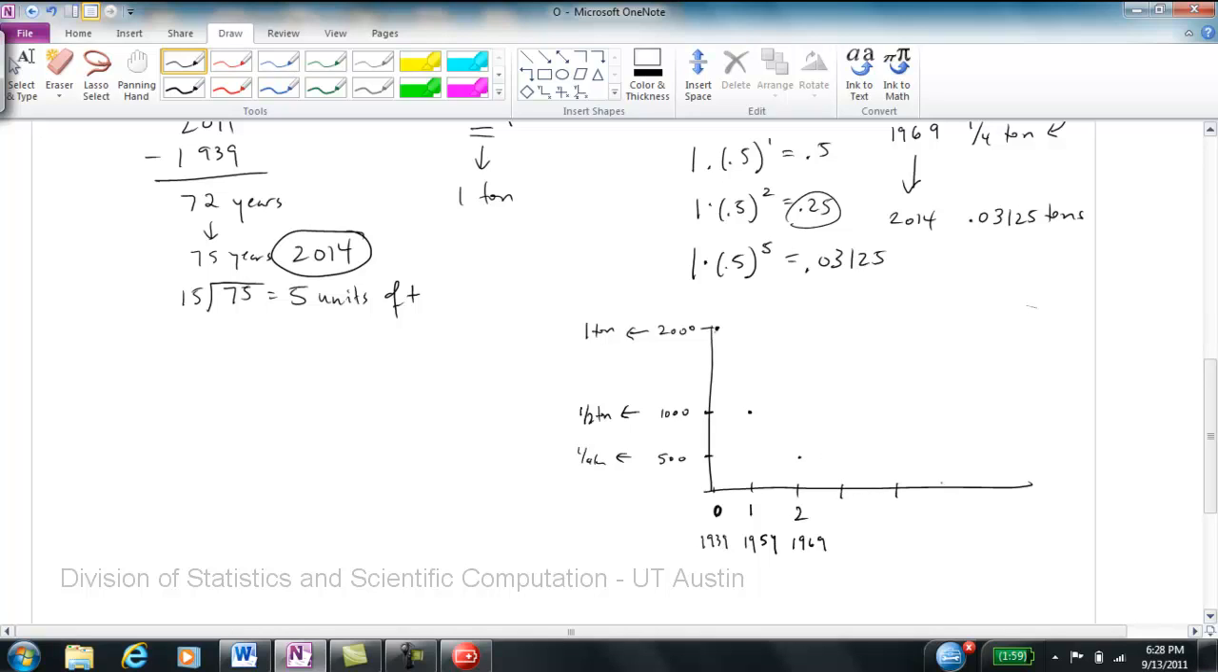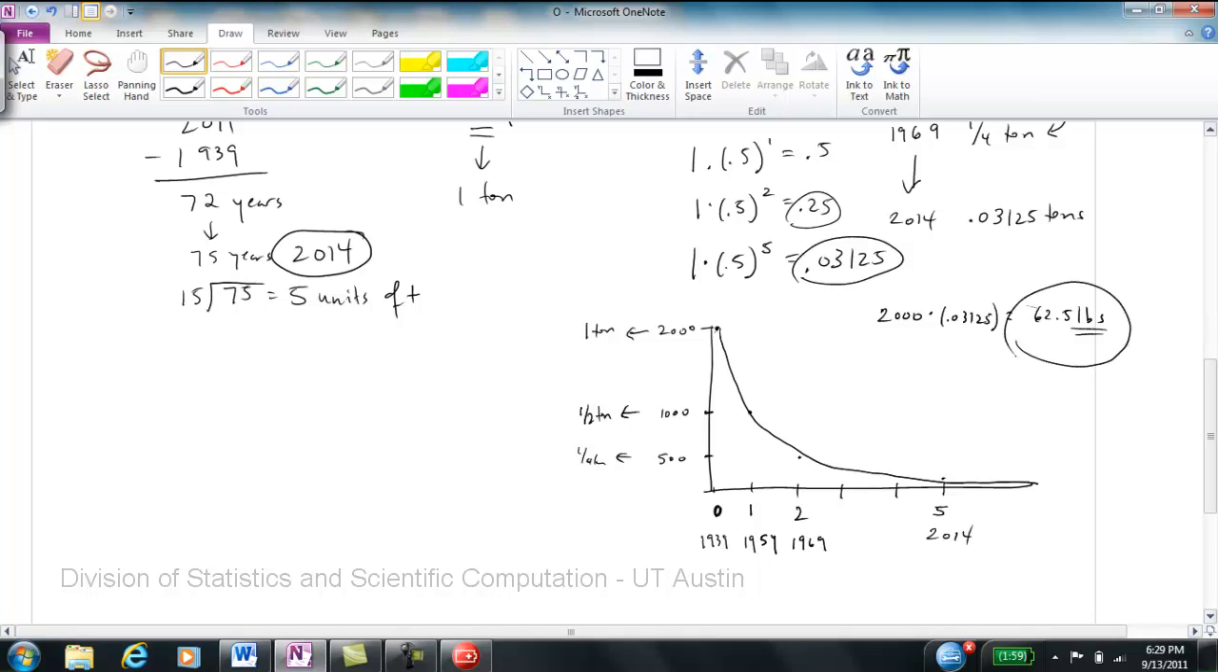We have 3, 4, and then 5. In 2014, we expect to see 0.03125 tons, which if I calculate that out, that's 2,000 times 0.03125, means that we have 62.5 pounds left. So 62.5 is going to be about right here. So we can see that our curve is going to look something like this as it goes down. So the answer to our question is there's 62.5 pounds left, or 0.03125 tons.